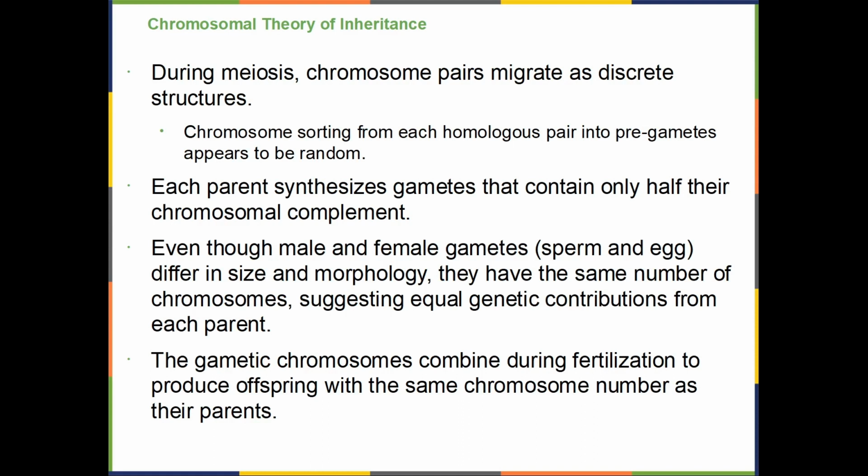So remember, from meiosis, we end up with haploid cells. The sperm and egg are haploid, meaning they have half the number of chromosomes as the parent. And then once they recombine during fertilization, we have a diploid cell again. All right, that's what's just being said there.